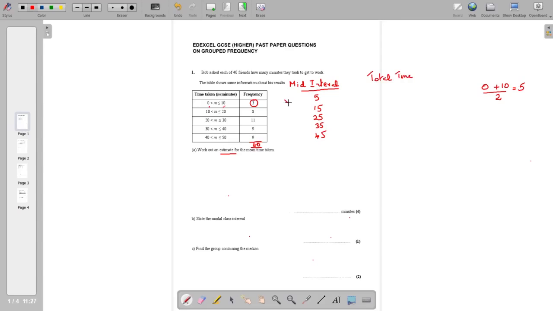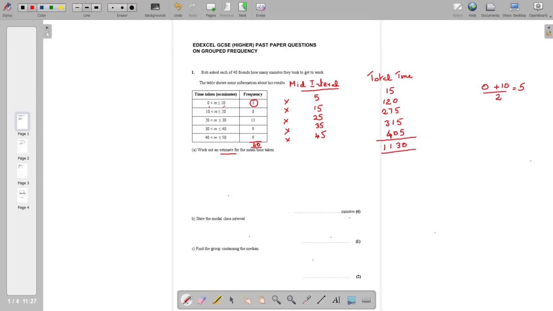So to get the estimated total time, we just multiply the frequency by the mid interval. So 3 times 5 is 15. Next one is 120. Next one is 275. Next one is 315. Next one is 405. So the total time taken is 1130 minutes by 40 friends.